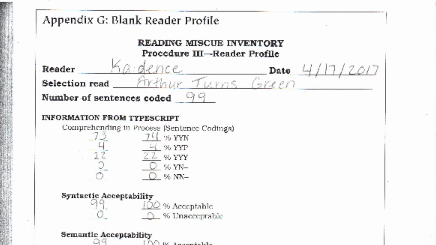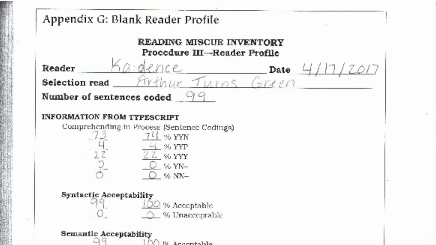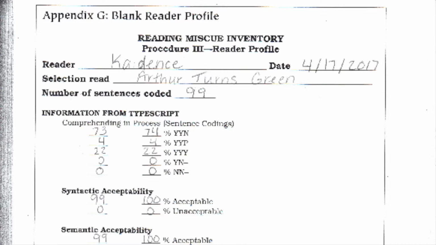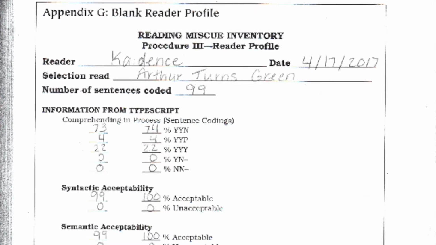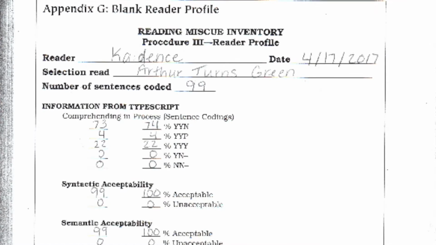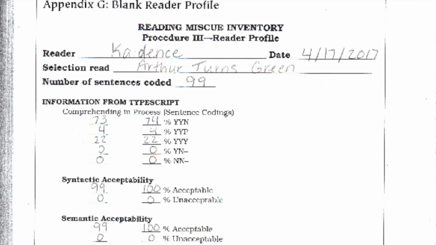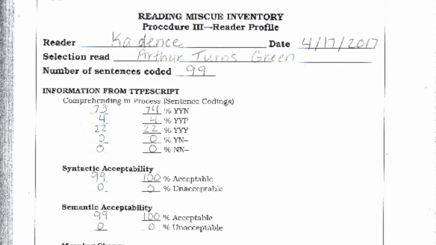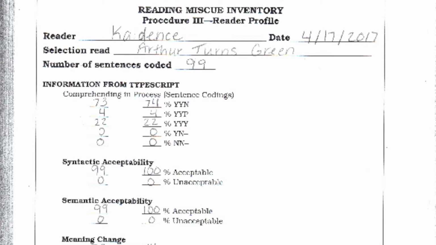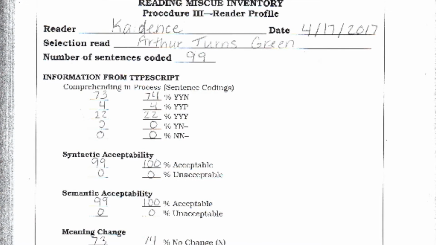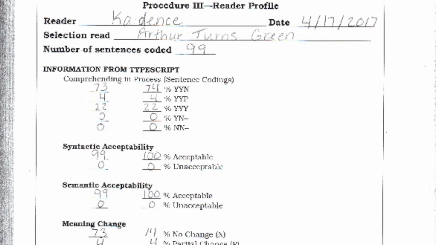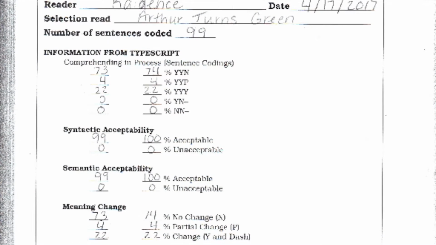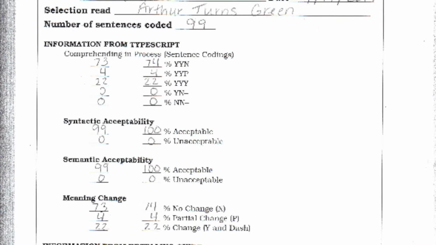I like to think of the reader profile page as a snapshot of your student's reading abilities. The very first thing you'll see on there is the sentence coding, YYN, YYP, YYY, which I discussed earlier, what those things meant. And you give a percentage score for each of those: syntactic acceptability, semantic acceptability, and meaning change. You're also going to see your comprehension score that you got from your retelling guide, and that miscue tally form that I discussed with self-corrections, no meaning change, partial meaning change, and with meaning change.